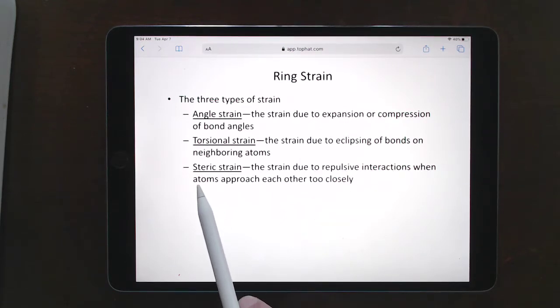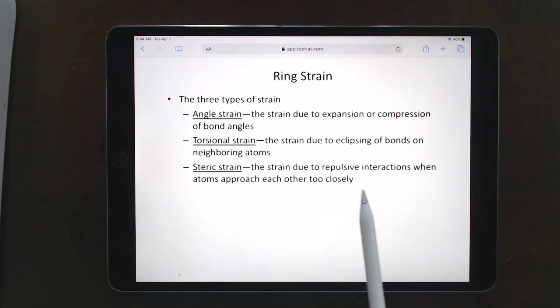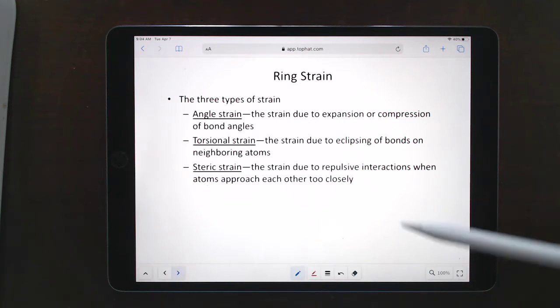And then steric strain, that's just the repulsive interaction. When two atoms are getting too close to each other, they repulse. Something like that. So we have to deal with this. We won't talk much about this. For that, we're just going to talk about overall strain.